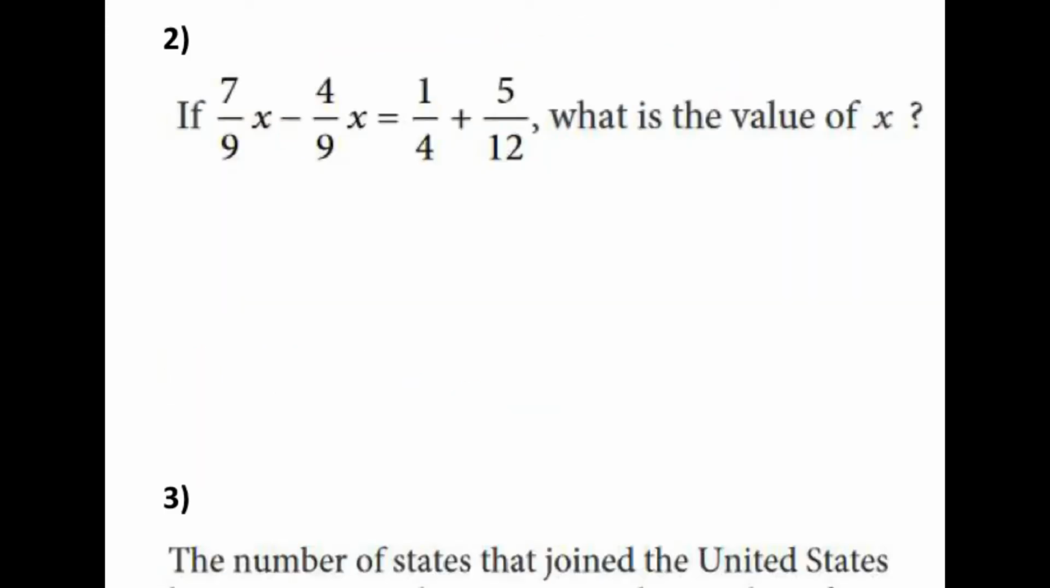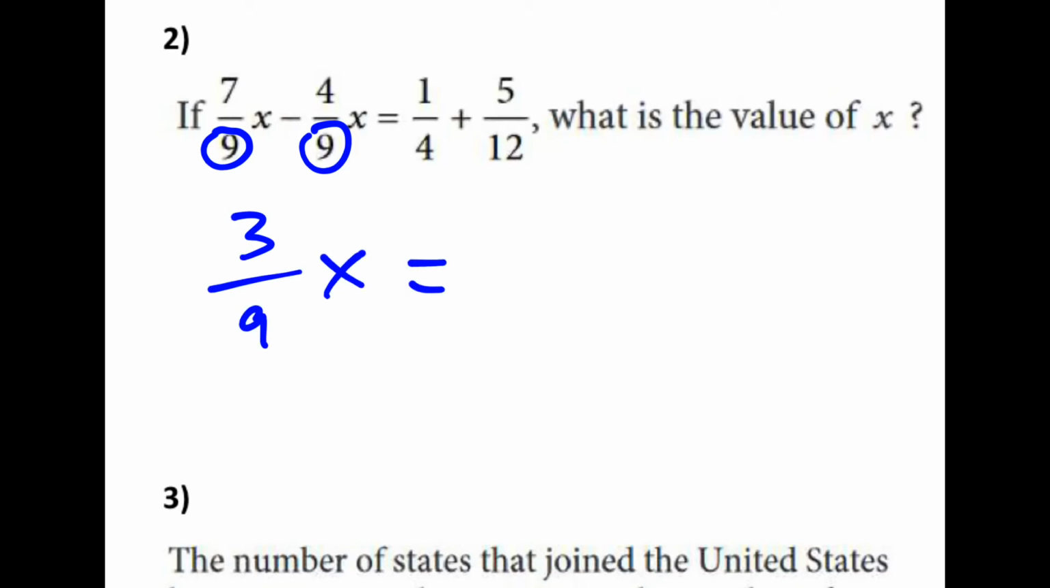Number 2, runaway fractions. Just remember that when you are adding or subtracting fractions, you have to have the same denominator. So here on the left, 9 and 9 already works. I'm pretty much just taking 7 minus 4, and this simplifies to 3 over 9x.